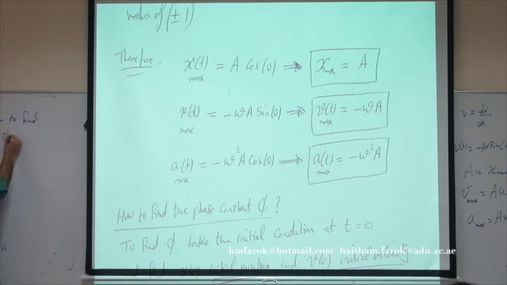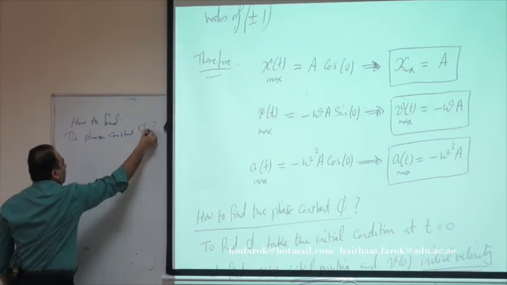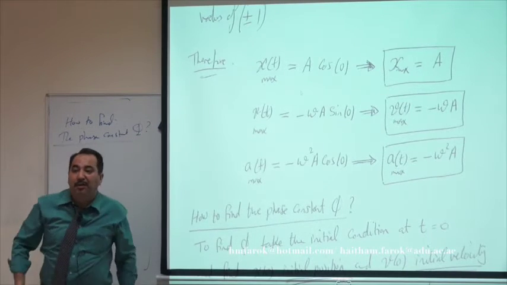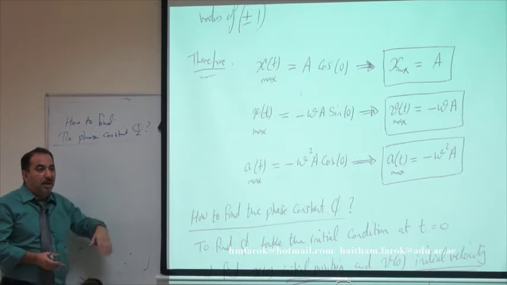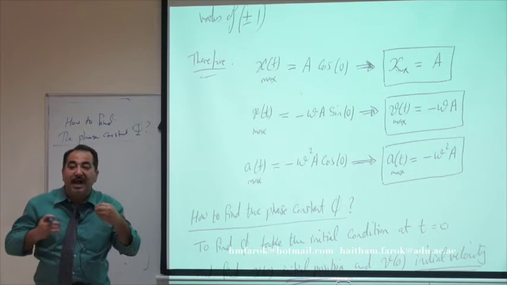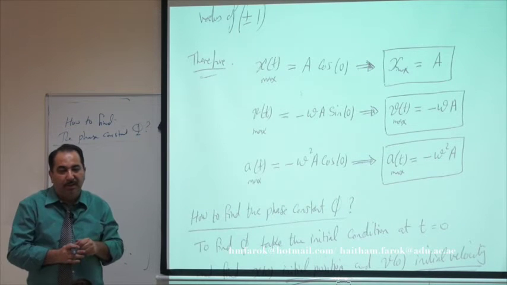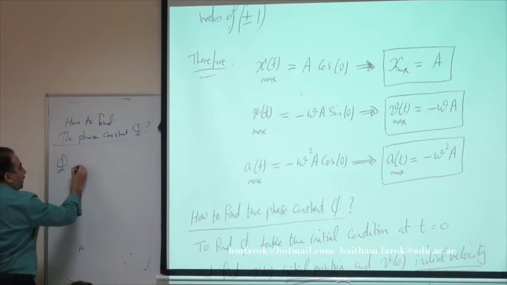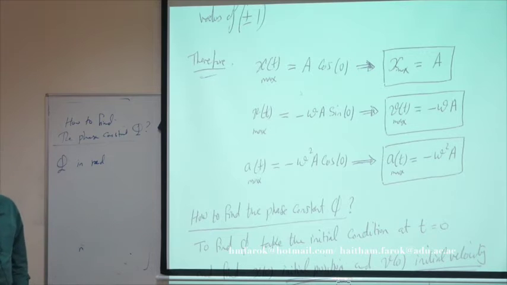The phase constant phi. Now, after all, what is phi? What's the definition of phi? Phase. But what it really means is the angle. So if it's an angle, what's the unit for the angle? Radian, not degree. So phi is measured in radians, always, no degrees.